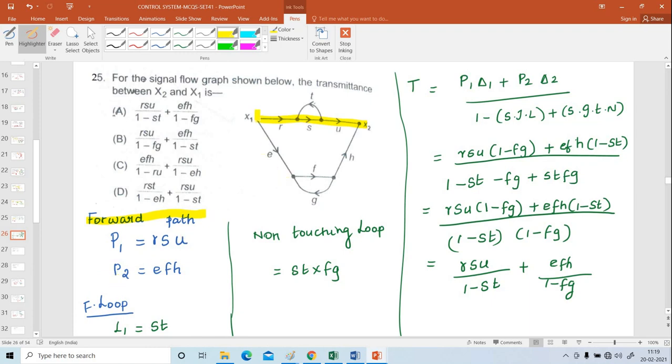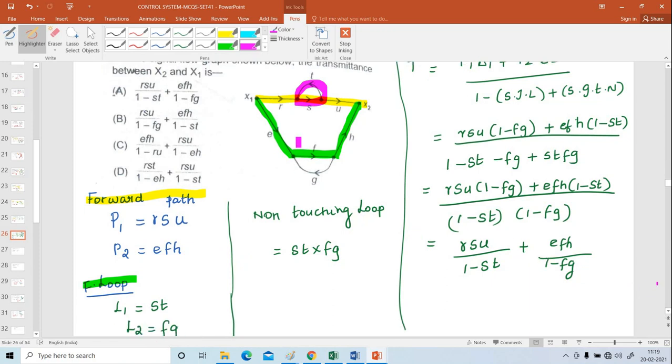And next the second forward path. See, this is the second forward path, EFH. Second forward path over. Then feedback loops. The loop number 1. So first loop is, you see, S into T. This is the loop number 1. And what is the second loop? The second loop is F into G. This is the second loop, F into G.